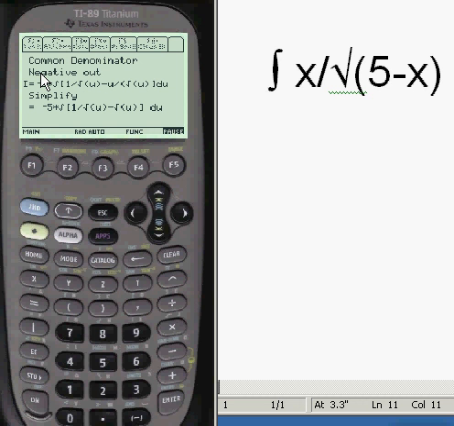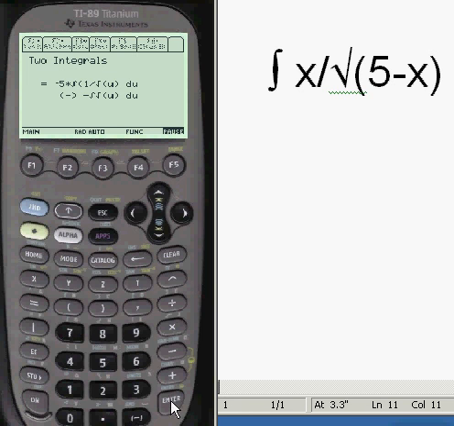Common denominator, that might be your hardest thing to do here. And we're going to bring the negative out too, so we have minus the integral of 5 minus u divided by the square root of u du, which is minus 5 times the integral of 1 over square root of u minus u divided by the square root of u du. We simplify it, write all this on your paper. I don't even bother looking at it really, just write it on your paper. You don't need to understand this.